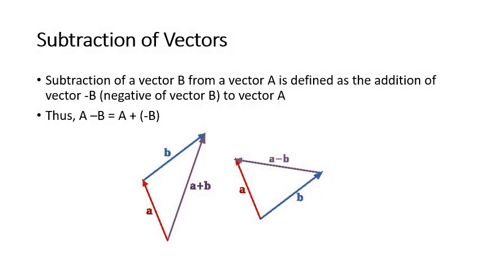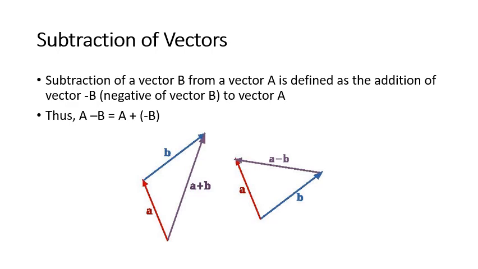Students, we have already studied addition of vectors. Do you remember? What are the types of addition of vectors? We saw 3 graphical methods. One is the triangle law of addition, second the parallelogram law of addition, third the polygon law of addition. These 3 methods we saw in the case of addition of vectors. Now we'll see subtraction of vectors.